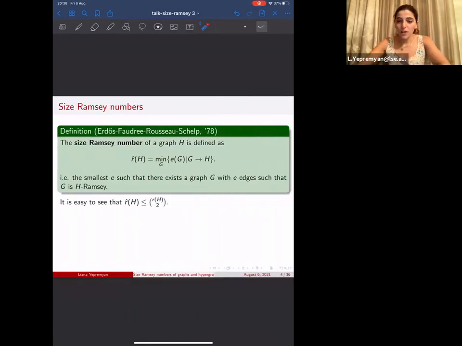So what's easy to see? Some bounds. First of all, it's easy to see that the size Ramsey number is at most the classical Ramsey number R(H) choose 2. Why is that? Well, because if I take the complete graph on R(H) many vertices, which is the classical Ramsey number, then of course it's going to be Ramsey for H, right? So in particular, the number of edges of this graph is R(H) choose 2.